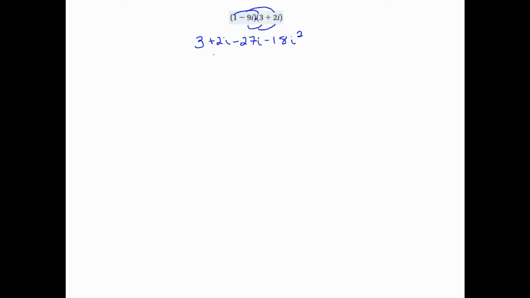So now I just combine my like terms. So 2i minus 27i, that's going to be minus 25i, then minus 18i squared.